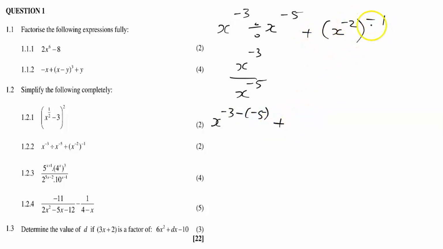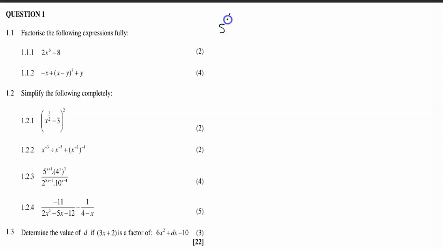And then here you can just multiply the exponents. Negative 2 times negative 1 is positive 2. And then negative times negative is positive, so 5 minus 3. So it's x power 2 plus x power 2, which is the same as 2x power. It's 5 power x plus 1 multiplied by 4 power x all to the power of 3.